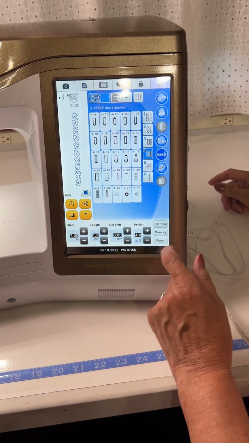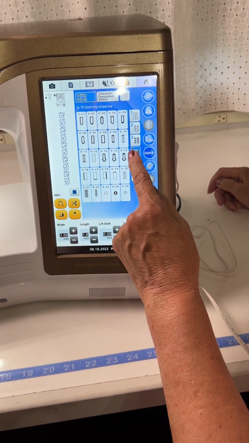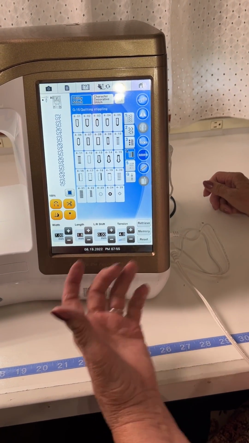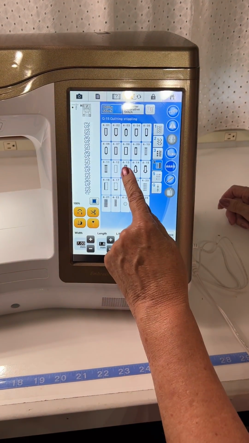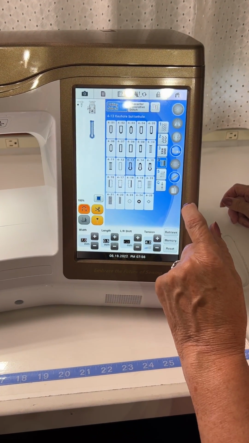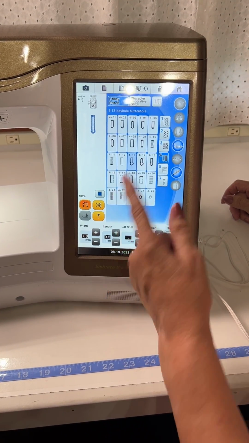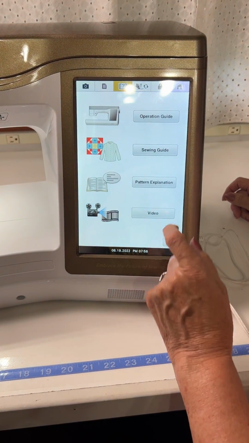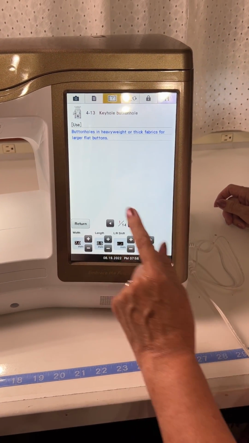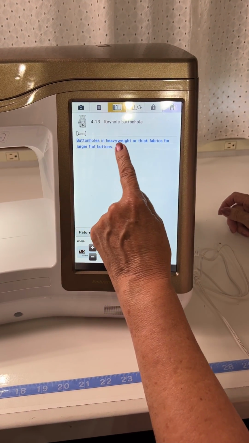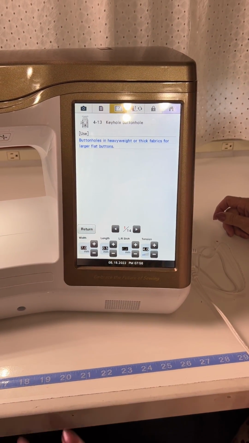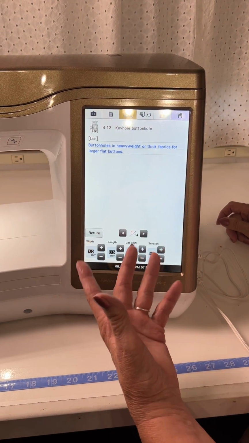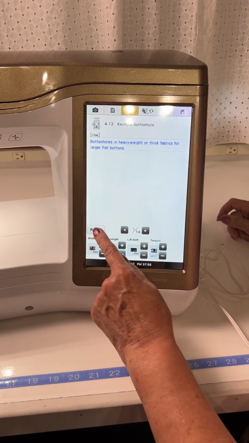All right, what if I'm in buttonholes? There are 15 different buttonholes. How do I know which one I want to stitch? I'm going to touch this one, but I'm not sure if that's the one. I'm going to go into my question mark, my pattern explanation. This one is a buttonhole for heavyweight or thick fabrics. That is what is telling me. So now I don't have to question it. I know what that stitch is for.